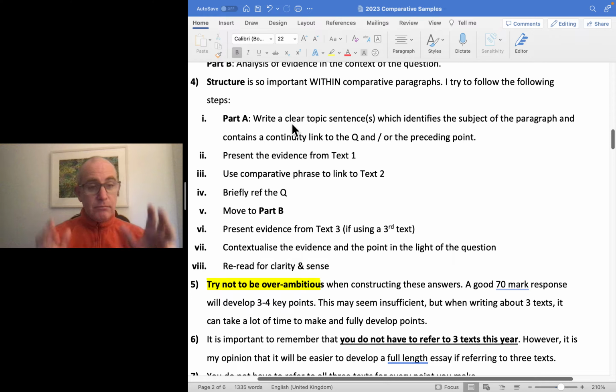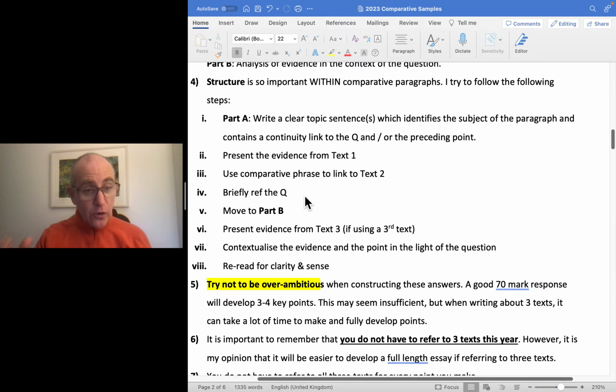But part A, you need to give your section, your paragraph, your pair of paragraphs, a clear identity with a topic sentence. Okay, that's part A. Then you go and you present your evidence from text 1. Then you use a link: this reminds me of, this contrasts with, this is reminiscent of, this is not unlike, into text 2. Give your key moment and refer to the question. I'm going to show you exactly what I mean by that process in a moment, okay? Then move to part B.